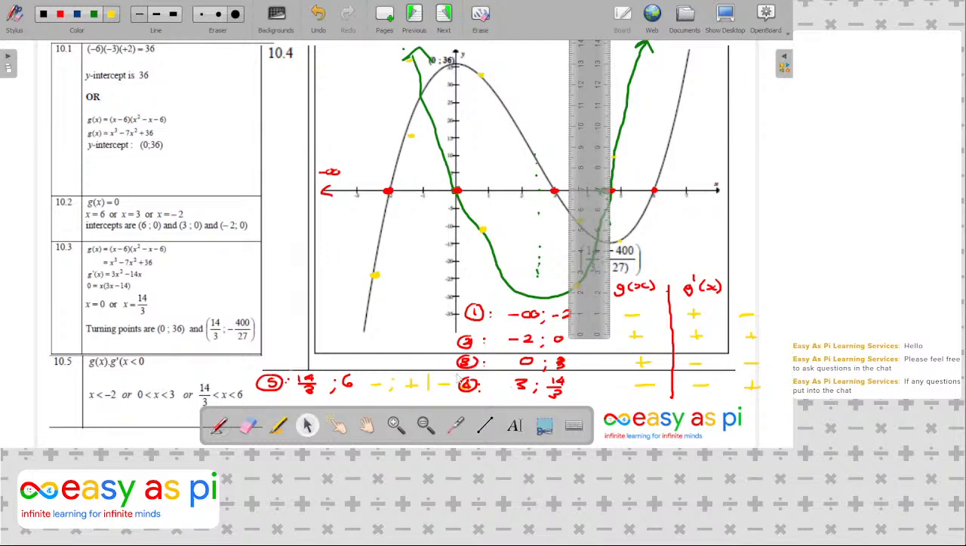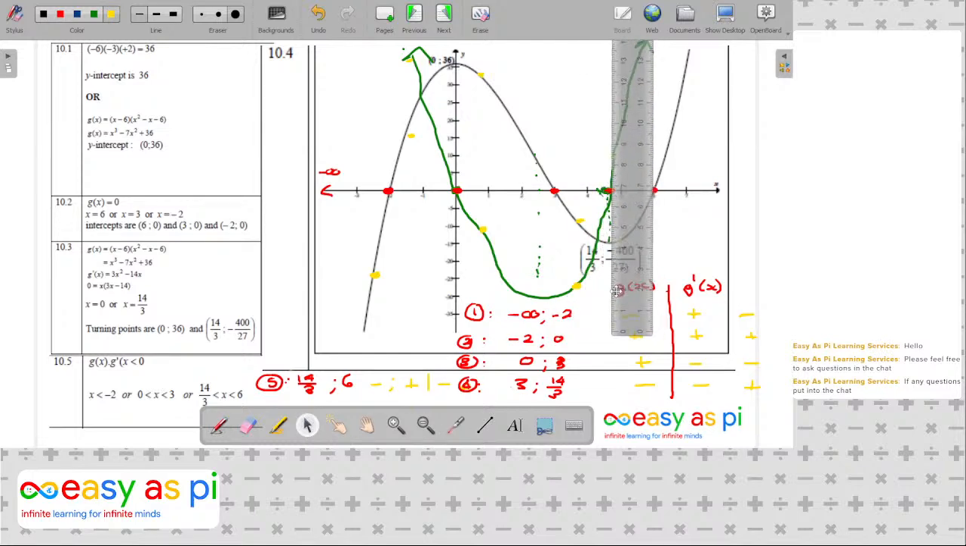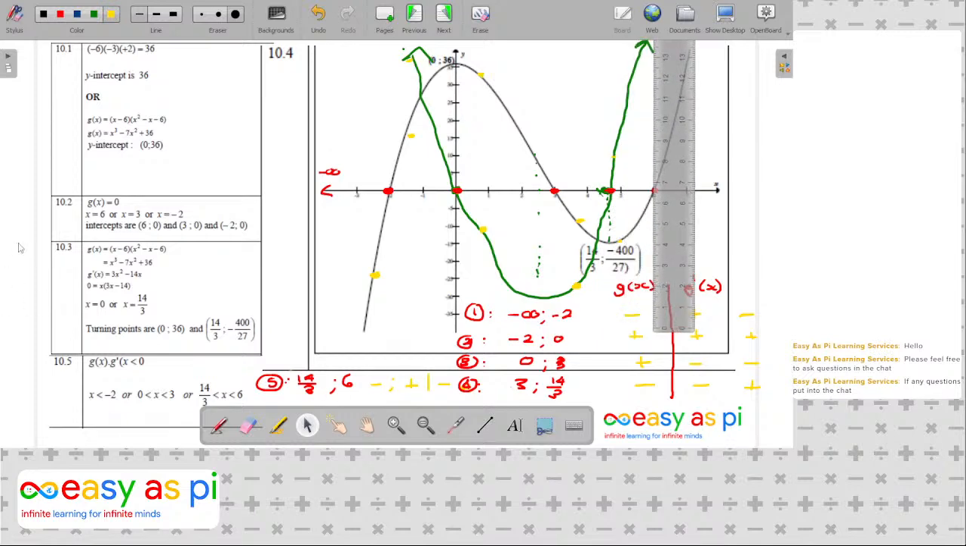And then the last region is going to be from 6 all the way to infinity. Okay, 6 all the way to infinity. And here I have a positive-positive combination, which gives me a positive.